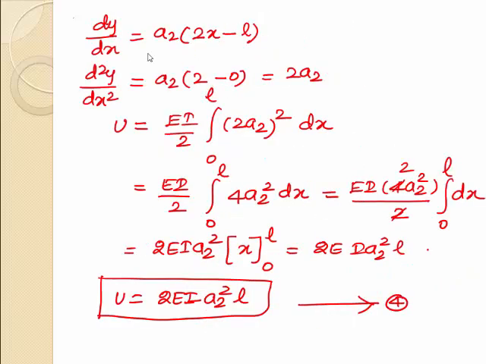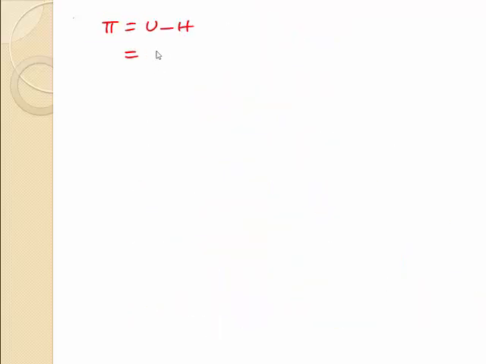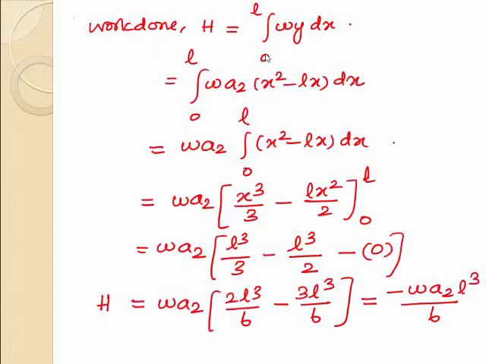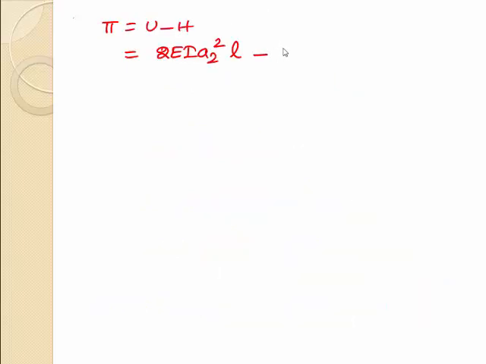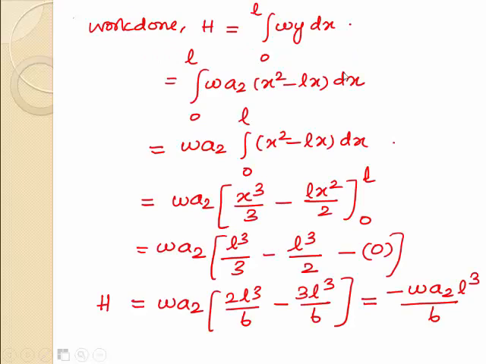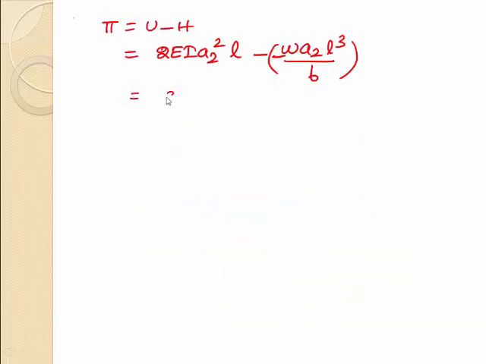So now potential energy pi is equal to U minus H. So U is 2EI a2 square L, minus H is minus W a2 L cube by 6. Minus. Okay, so simply 2EI a2 square L plus W a2 L cube by 6.